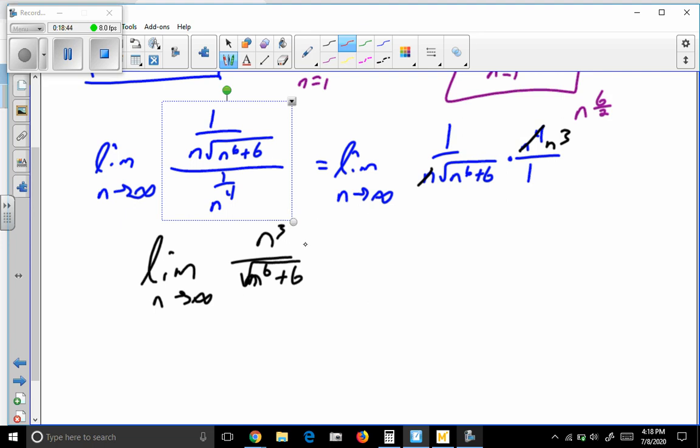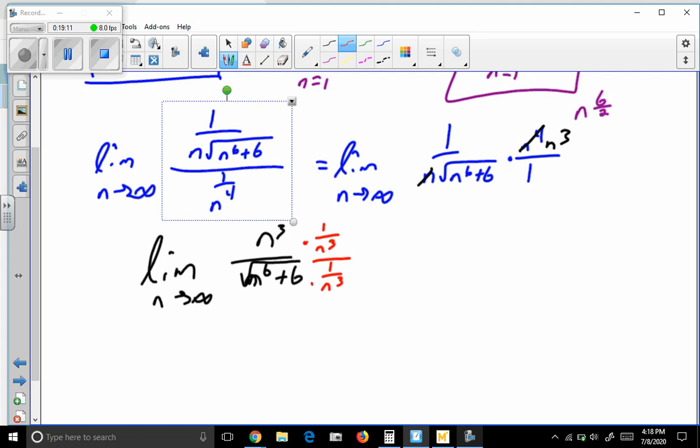The original technique we used, when we were letting n go to infinity, was to divide top and bottom by the biggest power of x, or in this case n. On top, the biggest power is 3. On bottom, the biggest power is 6, but it's under the radical, so that's equivalent to a 3. So we're going to multiply top and bottom by 1 over n cubed.